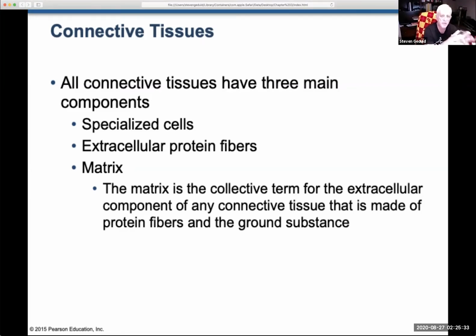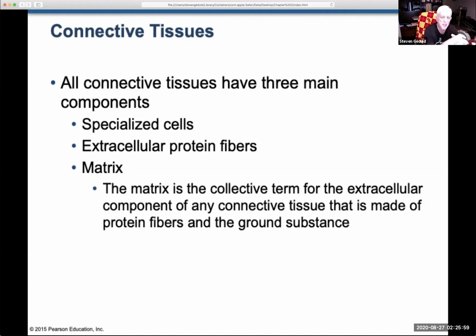So all connective tissue that we're talking about is going to have three components: specialized cells, extracellular protein fibers, and a matrix. Matrix is a term for all these extracellular components of any connective tissue that's made of protein fibers and what's called ground substance. So it's this mesh that holds it together inside the connective tissue. Okay.